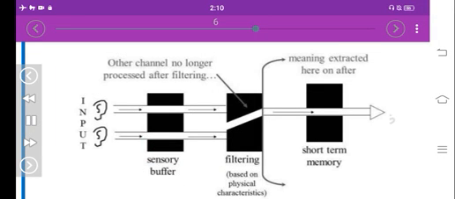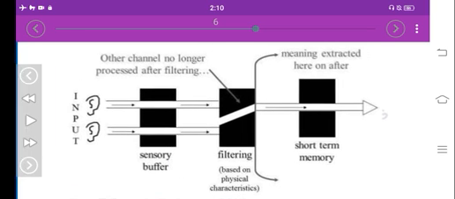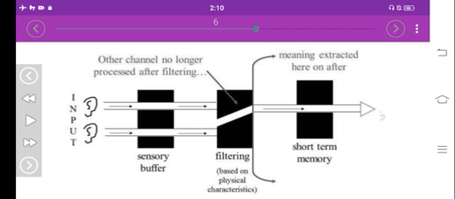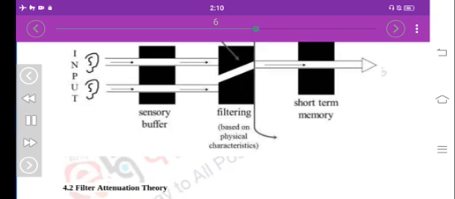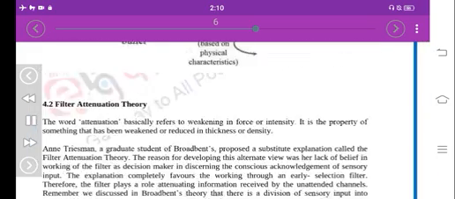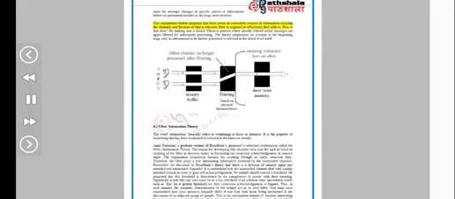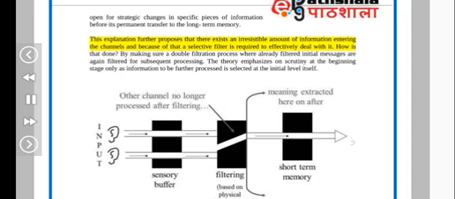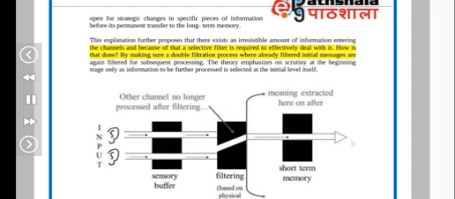open for strategic changes in specific pieces of information before its permanent transfer to the long-term memory. This explanation further proposes that there exists an overwhelming amount of information entering the channels, and because of that a selective filter is required to effectively deal with it. How is that done? By making sure of a double filtration process, where already filtered initial messages are again filtered for subsequent processing. The theory emphasizes scrutiny at the beginning stage only, as information to be further processed is selected at the initial level itself.